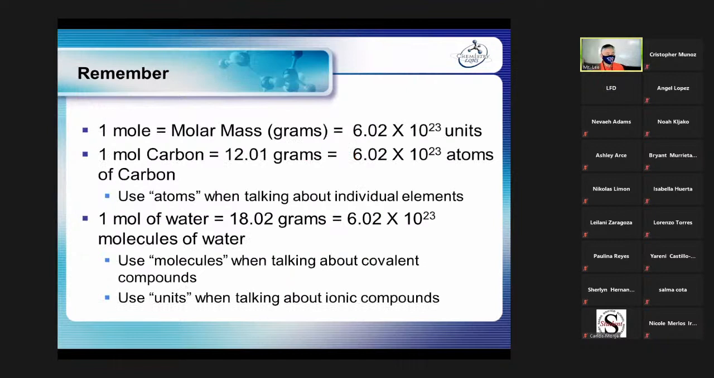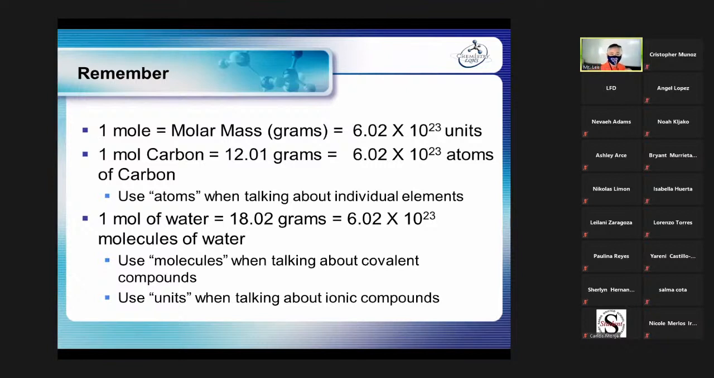Now, remember, 1 mole of something, when we're talking about the weight, is the molar mass, right? 1 mole will equal the molar mass in grams, and it's 6.02 times 10 to the 23rd units. For example, if I have 1 mole of carbon, that's going to be 12.01 grams. And you're going to have 6.02 times 10 to the 23rd atoms of carbon.